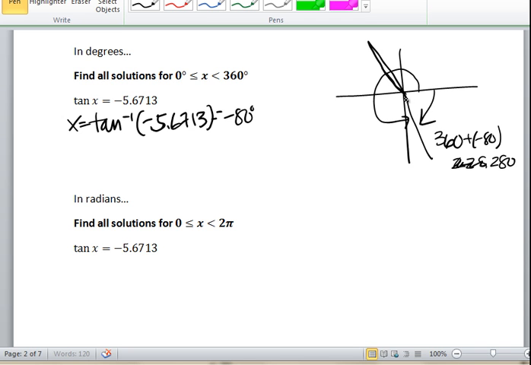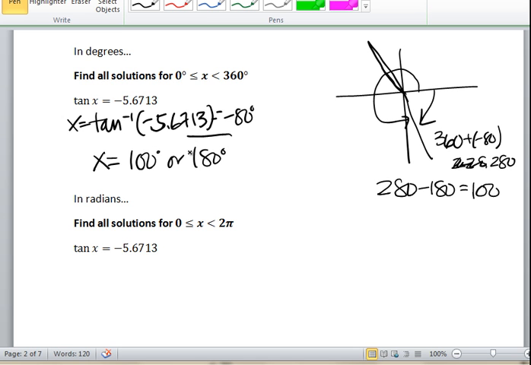Now, how do I get my second angle? Well, remember that tangent, right? To get the next tangent value, you either add or subtract 180 from it. Okay? And so, you do 280 minus 180 to get your second angle, and that's 100 degrees. So x is equal to 100 degrees or 280 degrees. Sorry, not 180, 280. Back. Alright, 280 is down here. 100 is up there.